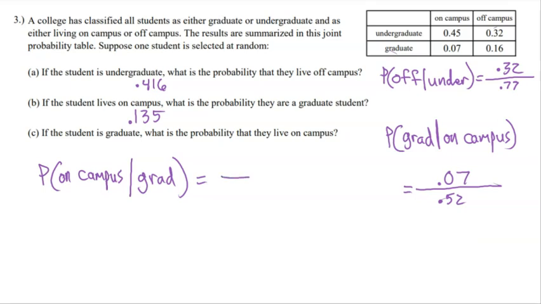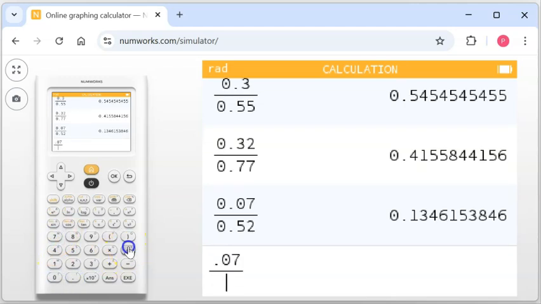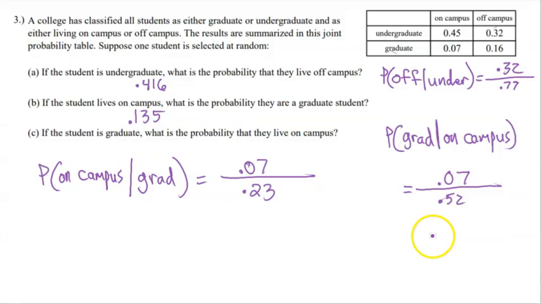So we're going to put the probability of graduate student in the denominator. Well, the probability of a graduate student is both of these put together, and that's 0.23. And then in the numerator is going to be the probability that they're both on campus and a graduate student, which we've seen before. That's right here, 0.07. And so 0.07 divided by 0.23 gives us 0.304. So the answer to this one is 0.304. And that's question number 3.